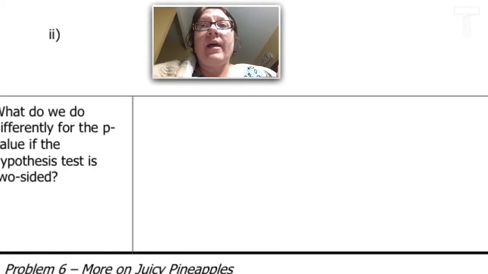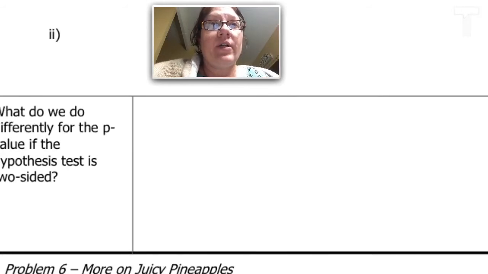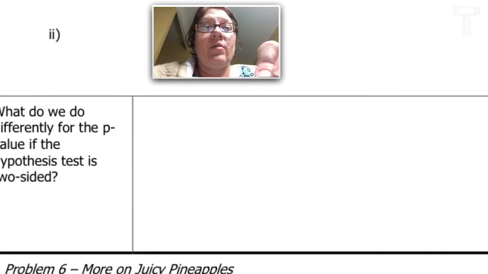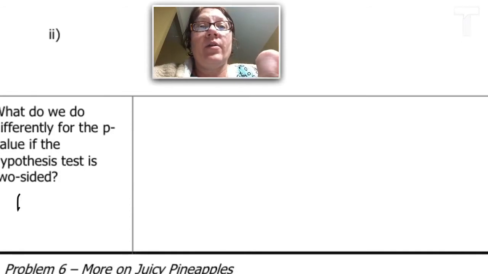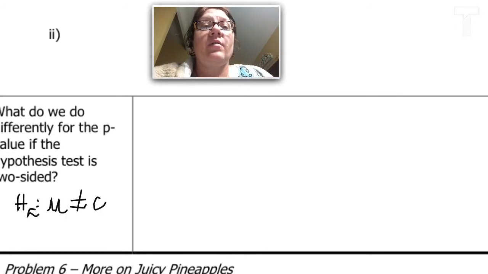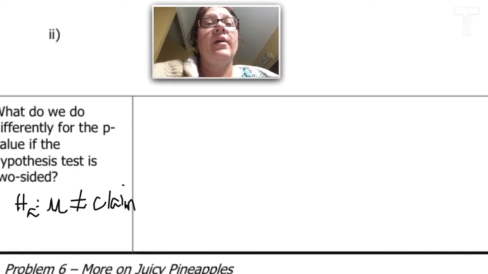Keep in mind that I can have three different alternatives: less than the claim, greater than the claim, and not equal to the claim. And the not equal to is the one where my alternative was two-sided. I wrote that back earlier. So here's what we do differently on the two-sided tests. We double the probability that we find.